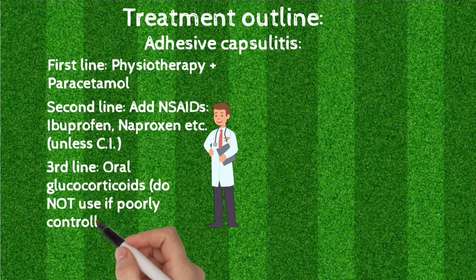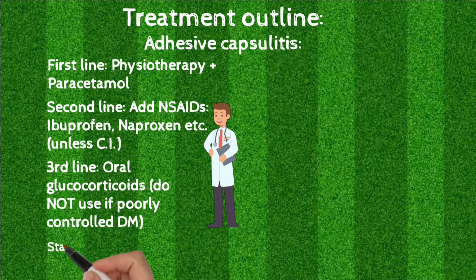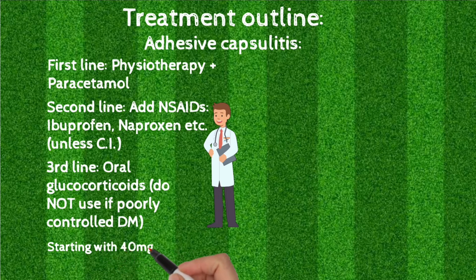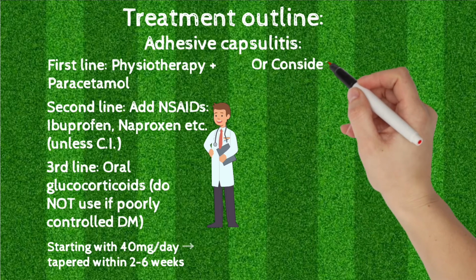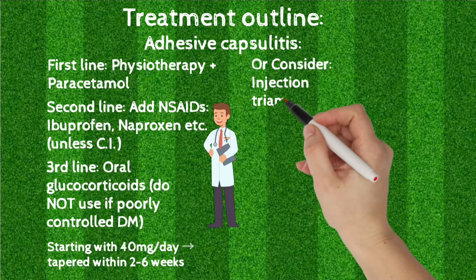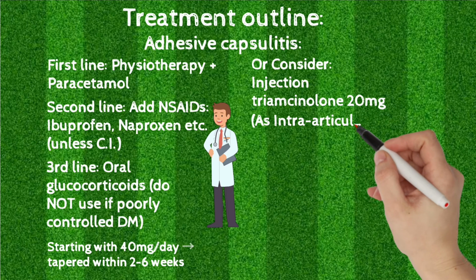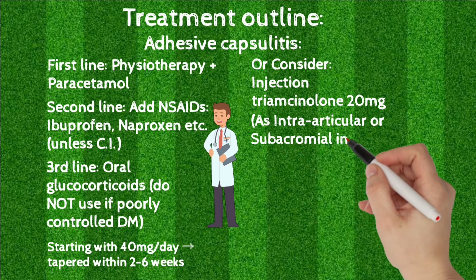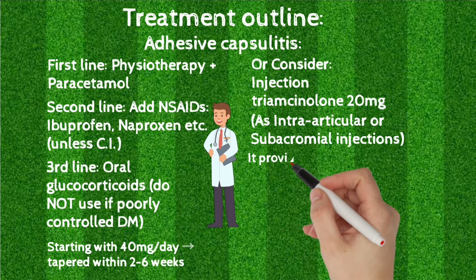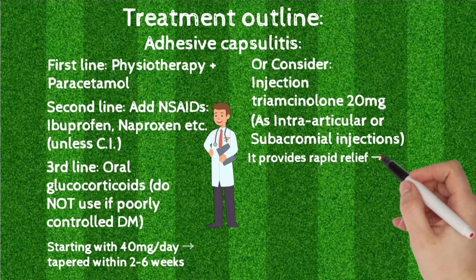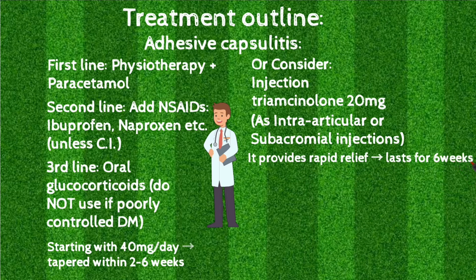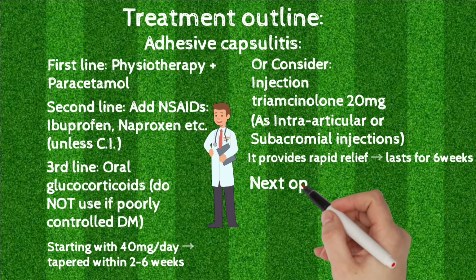Do not use if poorly controlled diabetes mellitus. Starting with 40 mg per day, tapered within 2 to 6 weeks. Or we can consider injection triamcinolone 20 mg as intra-articular or subacromial injections. It provides rapid relief which will last for 6 weeks.